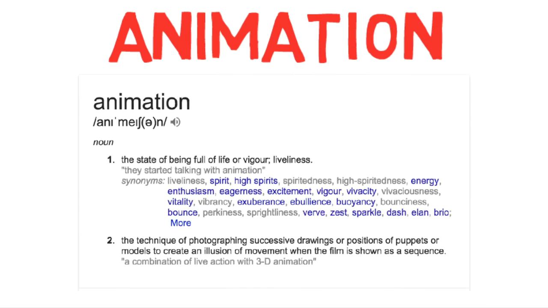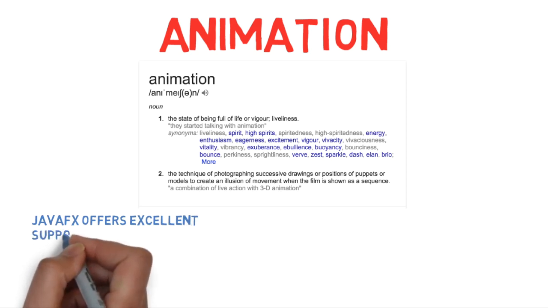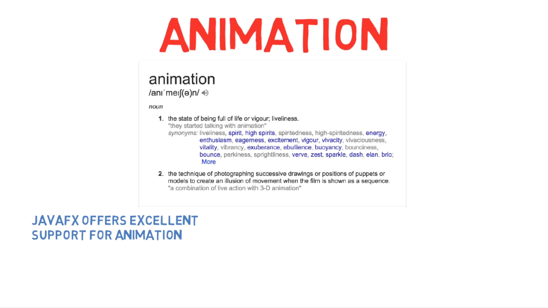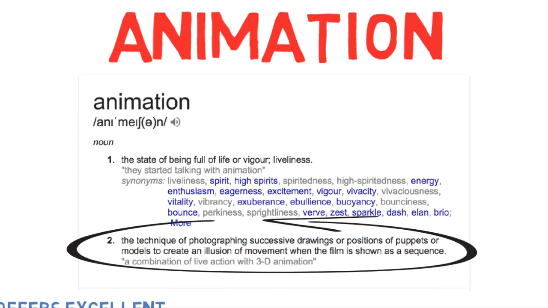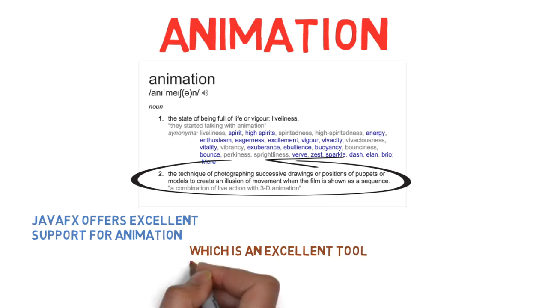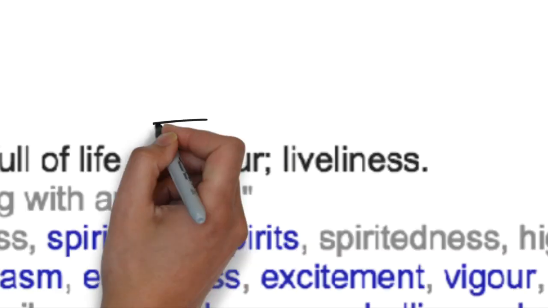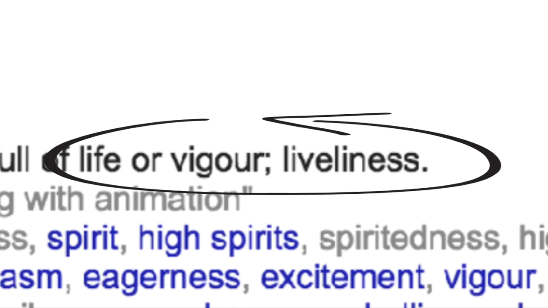So, what is animation? If you do a quick search, this is the definition that you'll come up with. So it's got two. We'll focus on the second one for now. JavaFX offers excellent support for animation. The whole idea of animation is that you have a whole bunch of still frames, one after the other, where the position of an object in each frame is a little different. And then you create an illusion of movement when the film is shown as a sequence. This is a great tool for user interfaces. It'll help make them animated. You can add a lot of life and vigor to your tool, make it lively if you have animations within them. It's more interesting to interact with a UI which has some degree of animation. Of course, you don't want to do too much.